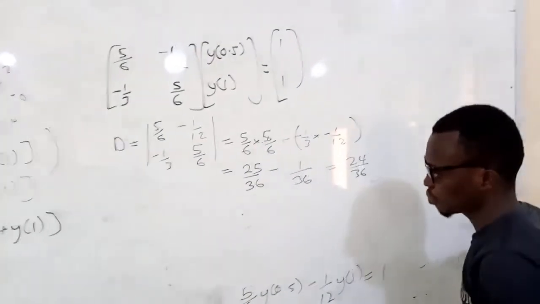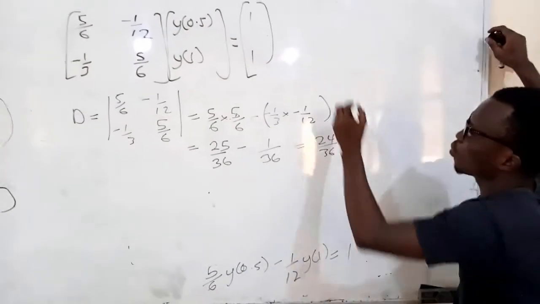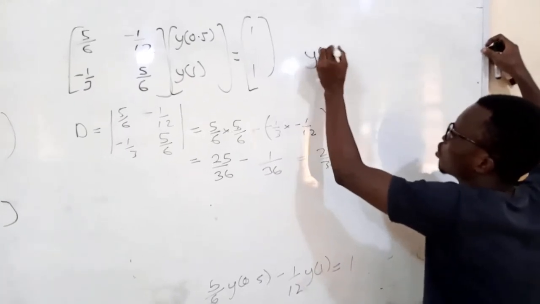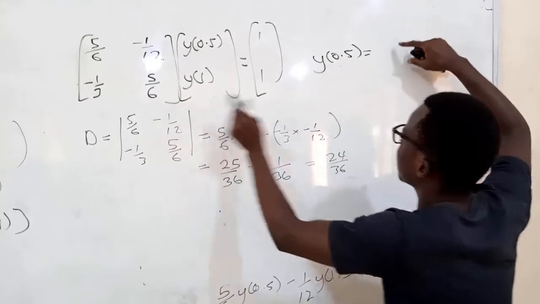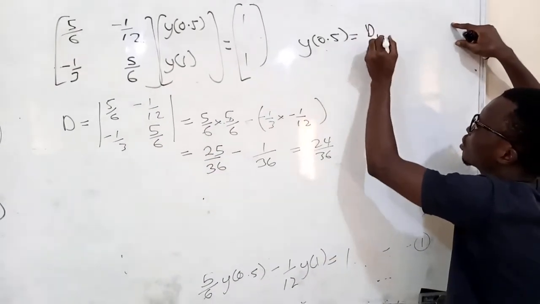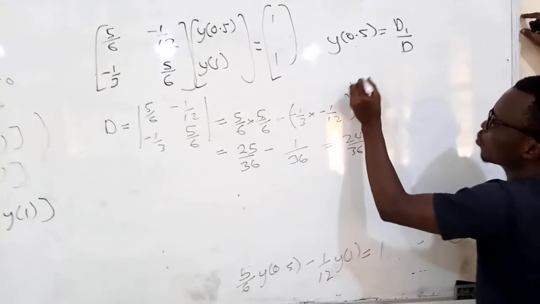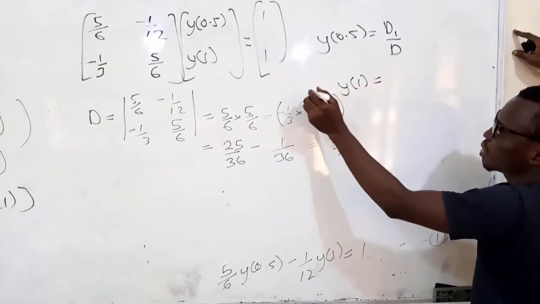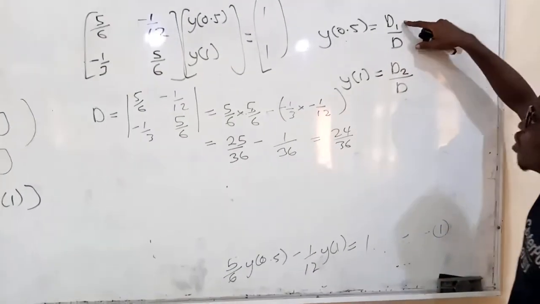as the determinant of this matrix, D. Now to find y of 0.5, I want to name a certain matrix, which is the same as D1 over this determinant, and y1 I'm going to name a certain determinant as D2 over D. And let's find our D1 and D2.